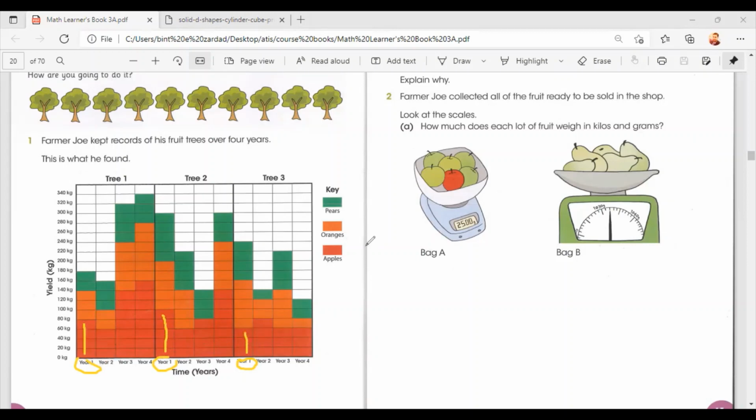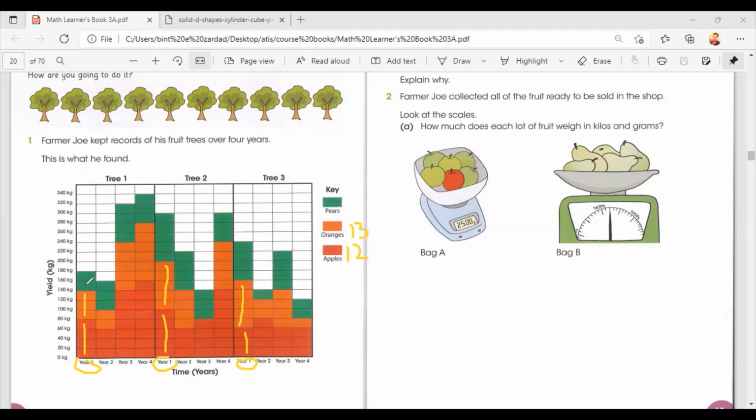So first year, the red apples, 12. Okay, 12 kg. And what about oranges? 3, 4, 5, 6, 7, 8, 9, 10, 11, 12, 13. 13 oranges. And what about pears?